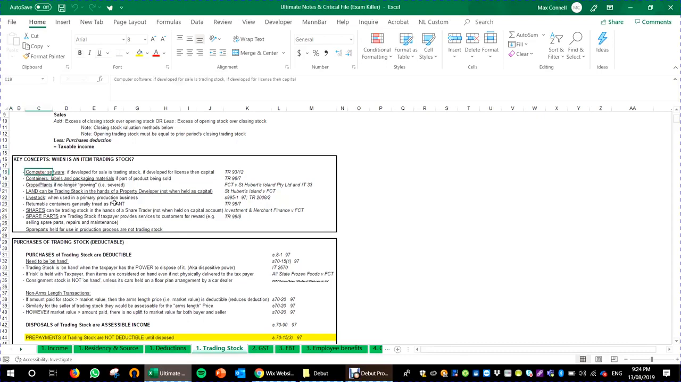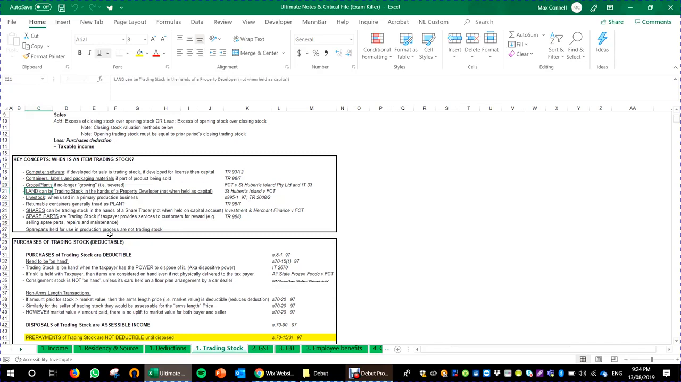So containers, label, and packaging materials. If it's part of a product being sold, then it is trading stock. If it's just items sitting around for the purpose of packaging, it wouldn't be trading stock. It would just either be expensed if it's a low value item, or it would be capital if it's a high value item. So crops and plants, if no longer growing, then it's a trading stock item.